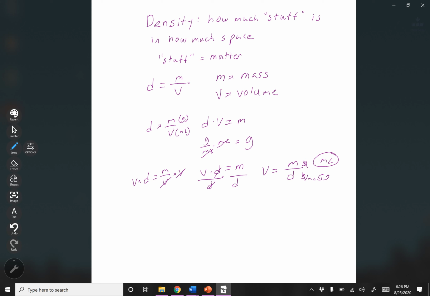Okay, and so the last thing I want to do is I just want to jump into the actual lab document and just go over a few things with you, and then pretty much we'll be done.